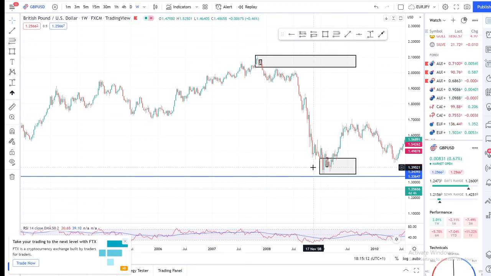So always work on the higher time frame, even if it looks small like this. This zone to this zone on higher time frame can give you millions.